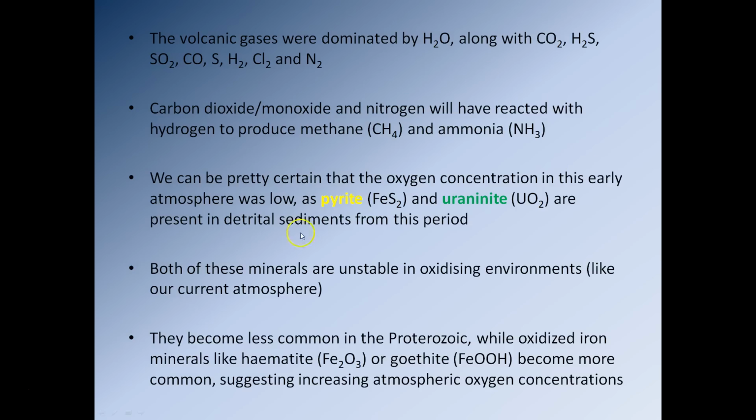So we see pyrite and uraninite disappearing as we move into the Proterozoic, and that's an indicator that during the Proterozoic the amount of oxygen in the atmosphere goes up. And that's also backed up by the fact that during the Proterozoic we start seeing the formation of large quantities of iron oxide minerals, like hematite and goethite. And that's another strong suggestion that during the Proterozoic, oxygen concentrations go up considerably. But anyway, we're focused on the Archean right now, and during the Archean, the amount of oxygen in the atmosphere is pretty tiny to near non-existent.